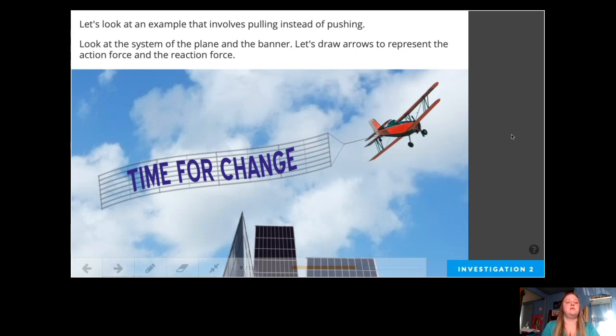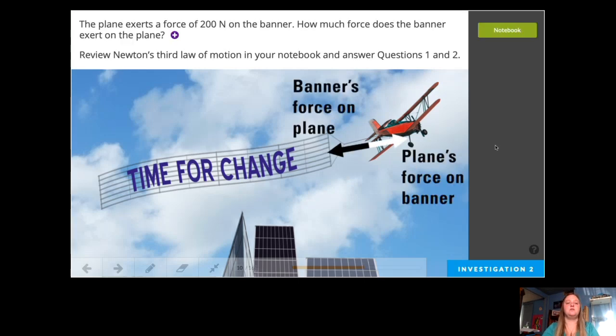Let's look at an example that involves pulling instead of pushing. Look at the system of the plane and the banner, and we're going to draw arrows to represent the action and the reaction force. The plane is pulling on the banner. The plane exerts a force of 200 newtons on the banner.